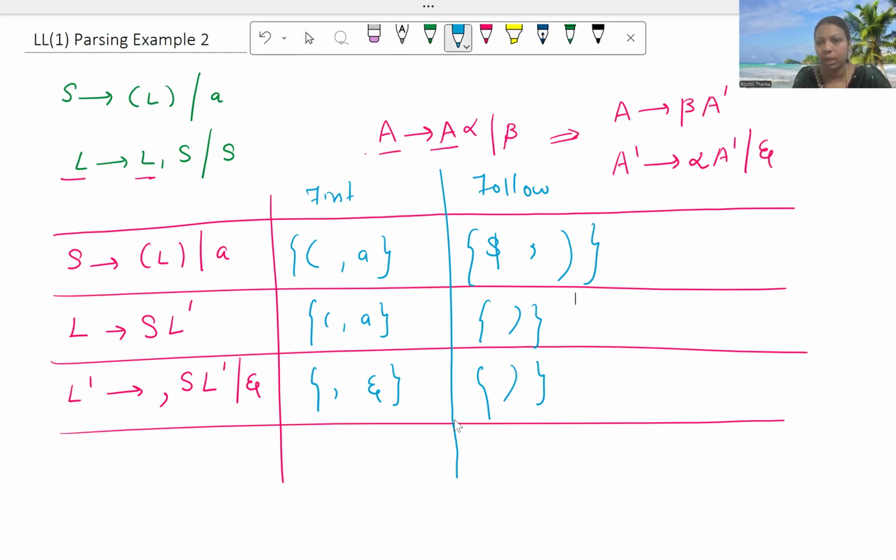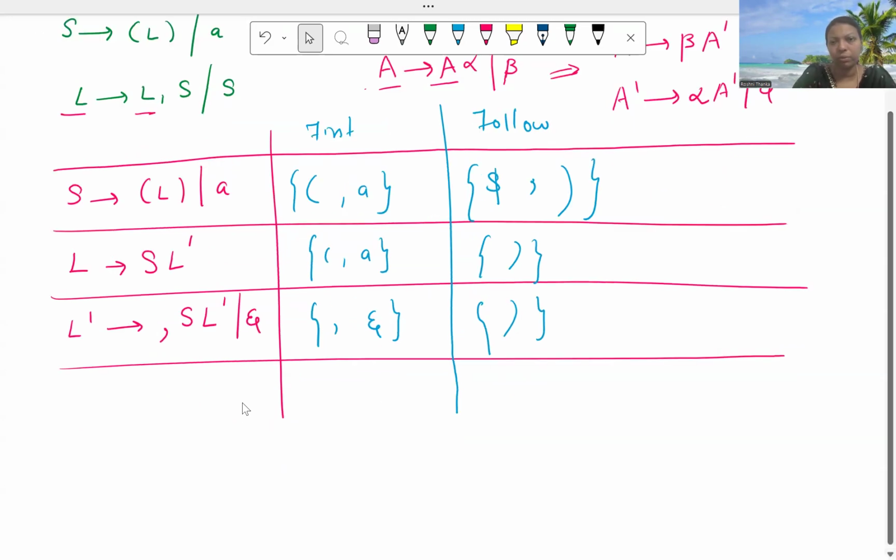And for the remaining two productions, we already found the follow, right? L also we found. After L, who is coming? Close parenthesis. So that is the follow of L. Who is the follow of L dash? Here it is nothing, so we have to find the follow of L. So follow of L is close parenthesis. That's what we have written. And here for L, what is the follow? Close parenthesis. So we found the first and follow. So done, finding the first and follow is over.